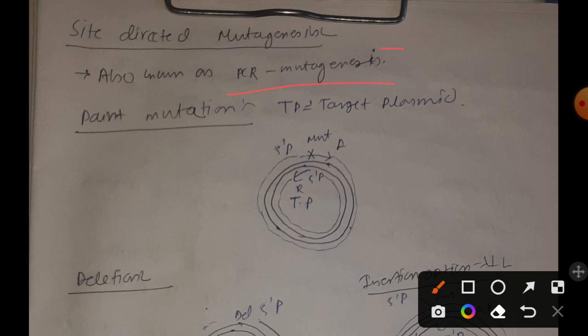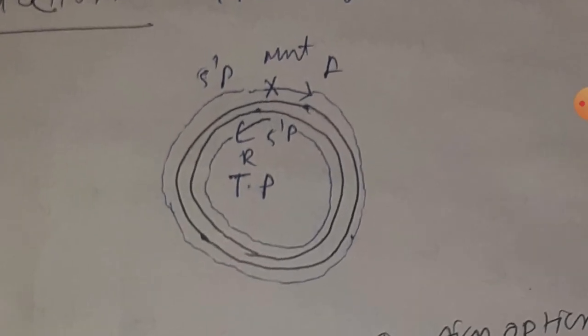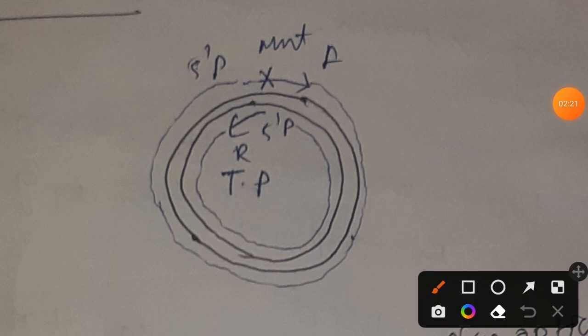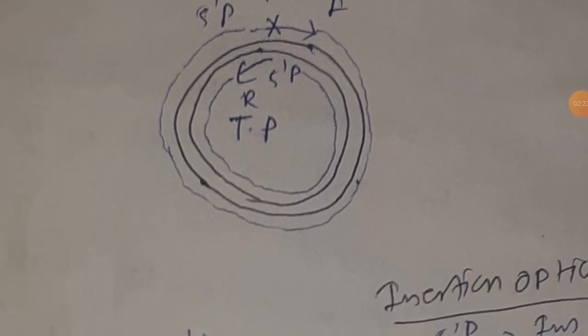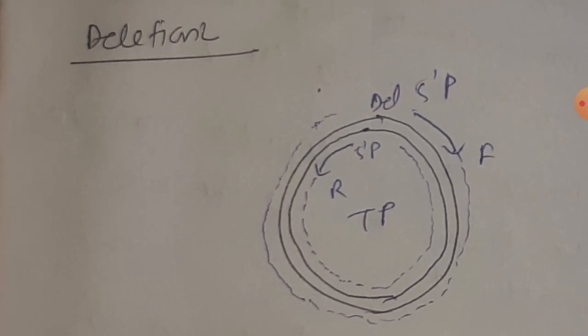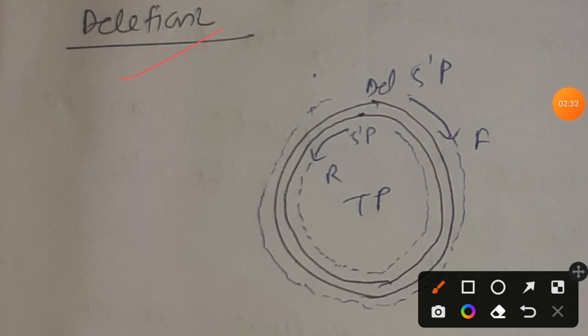First of all, it is also known as PCR mutagenesis because here we are using the help of primers. Point mutation with the help of site directed mutagenesis is the main discussion part for us. I am leaving this for now because I am going to discuss it in more detail. Now, how can deletion be incorporated with the help of site directed mutagenesis?